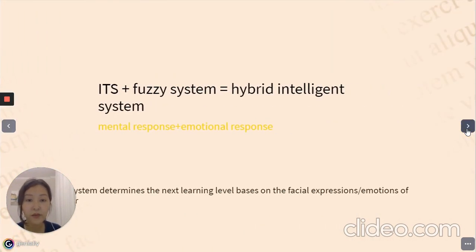But now let's focus on something more innovative, hybrid intelligence system. It is different from classical, or we can say intelligent tutoring systems, by this component, fuzzy system. Fuzzy system determines the next learning module based on the facial expressions, based on the emotions of a learner. So hybrid intelligence system takes into account not only the mental response, but also the emotional response of the students.